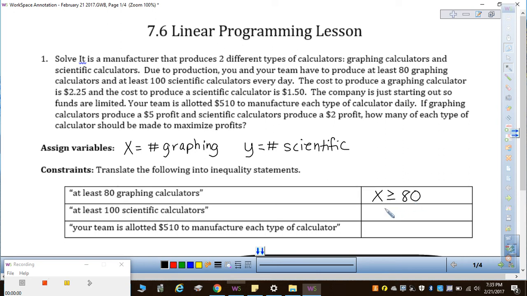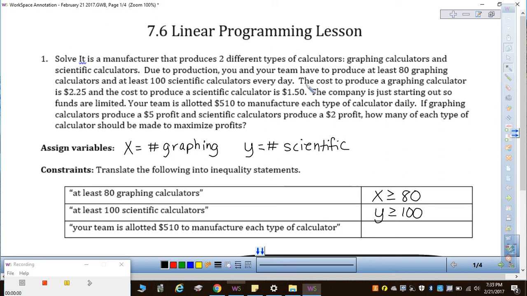Very similar, we also must produce at least 100 scientific calculators per day, so we could write y must be greater than or equal to 100. Last, it says that the team is allotted $510 to manufacture each type of calculator. We're going to need to use this information telling us about the cost.